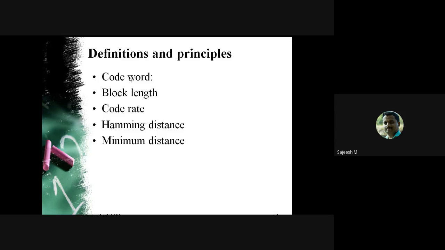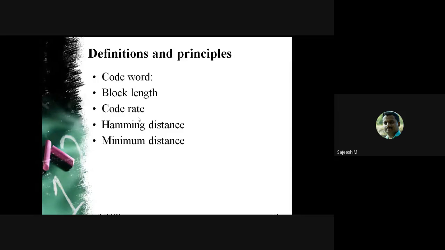And code rate is the ratio of the message bits to the encoded output bits. Therefore, the code rate is nothing but the k by n ratio. k by n is the code rate.